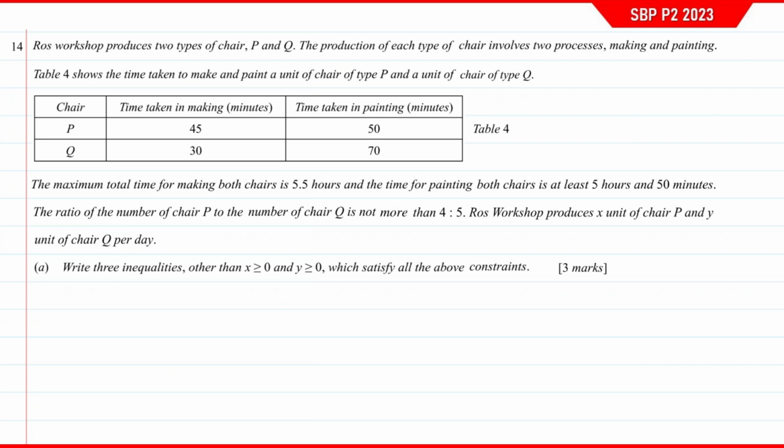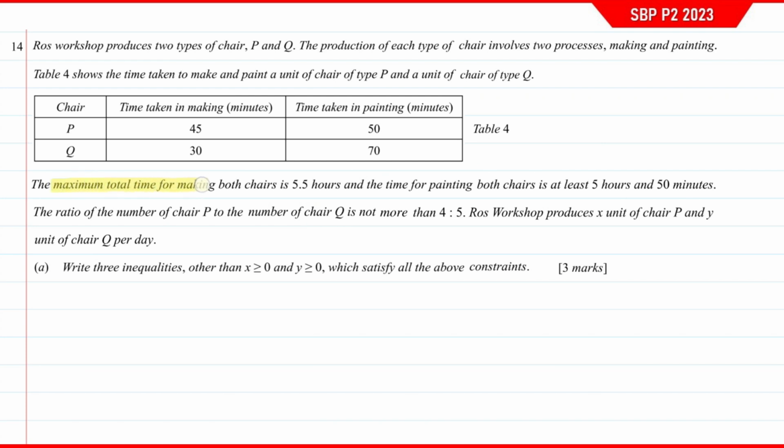The ratio of the number of chair P to the number of chair Q is not more than 4 to 5. Ross Workshop produced x units of chair P and y units of chair Q per day. A. Write three inequalities which satisfy all the above constraints.